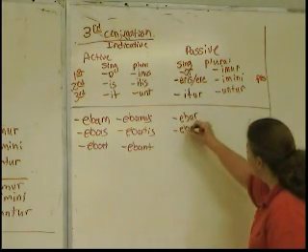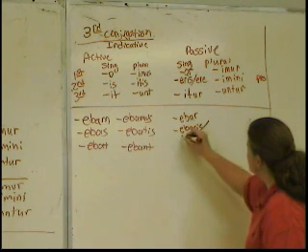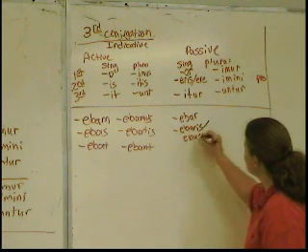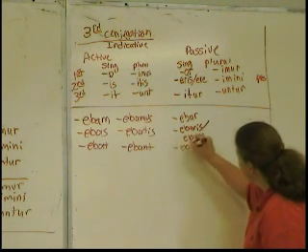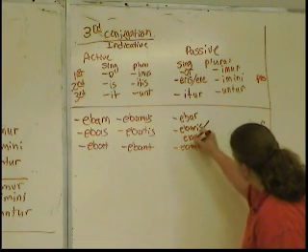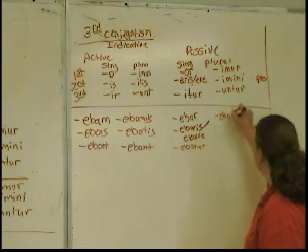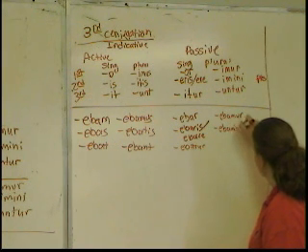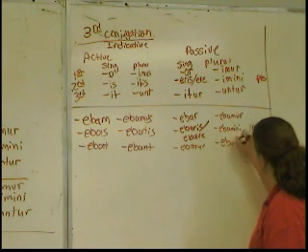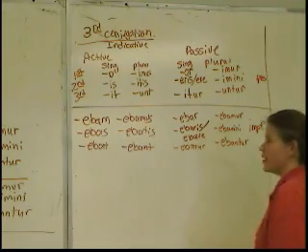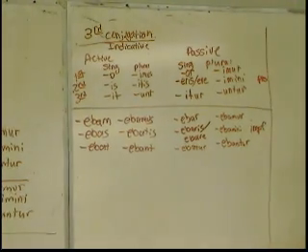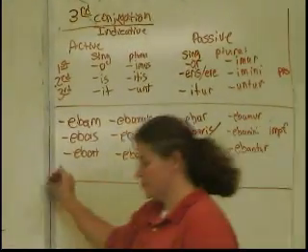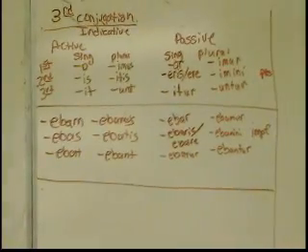ebar, ebaris or ebare, ebatur, ebamur, ebamini, and ebantur. So that's the imperfect, really nothing surprising there.